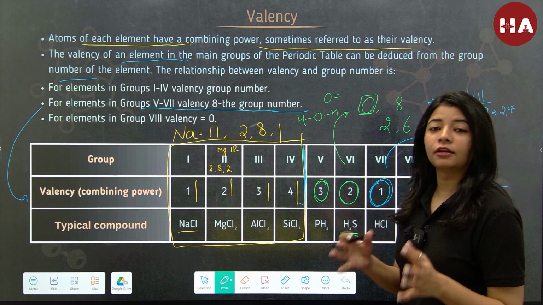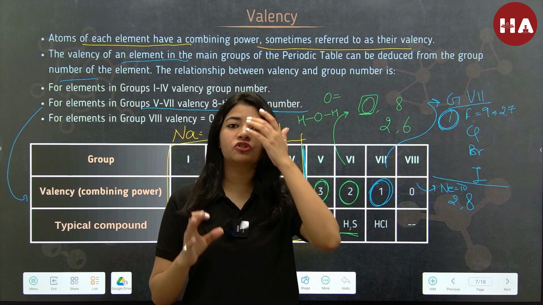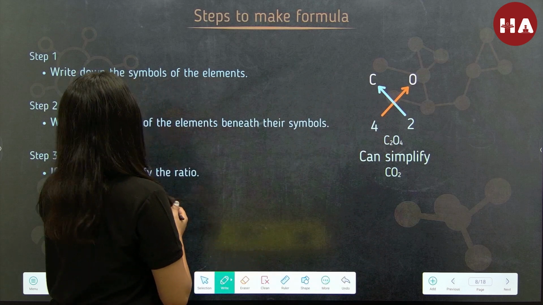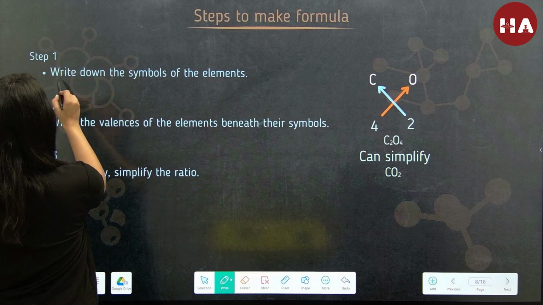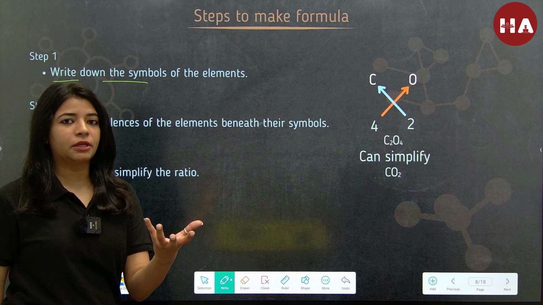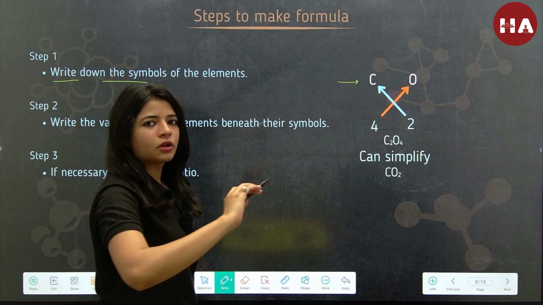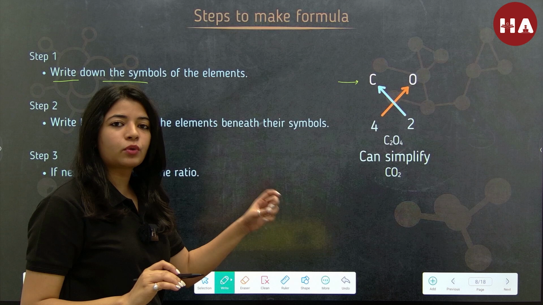Now that we have understood what valency is, let's try to construct formulas. What are the steps to make formulas? First, write down the symbols of the elements. I have given an example here. The symbols are carbon and oxygen. Below this, we have to write their valency.